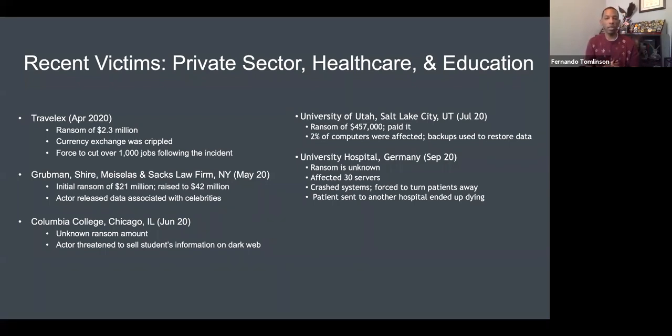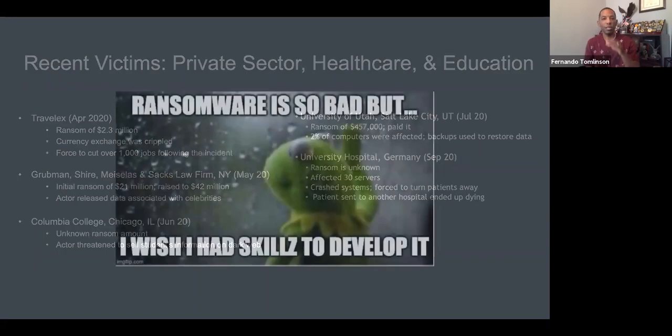Then we have University Hospital. I didn't get the location in Germany. I don't even know what this ransom amount is, but it affected 30 servers, crashed systems. The hospital was forced to turn patients away. And as they did so, en route to another hospital, a patient actually ended up dying. Right? So when we talk about ransomware and people not really caring, it's all about financial gain, we see it in play.